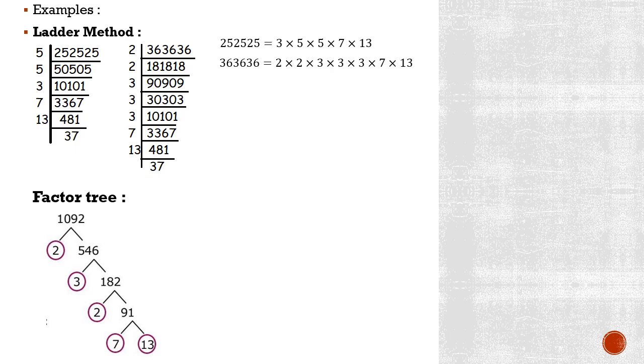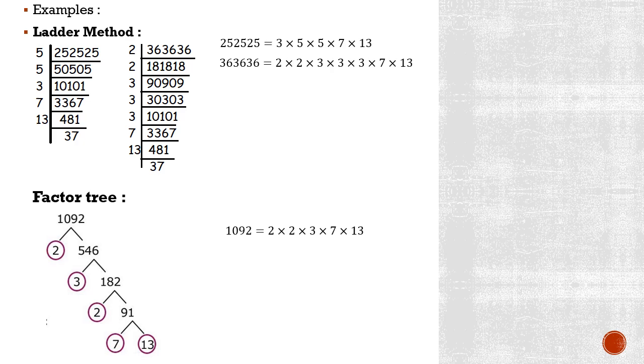Now you know that 7 as well as 13, both the numbers are prime, so we cannot do the factorization further. So that will be our last step, and the numbers which are encircled are nothing but the prime factors of 1092. So 1092 can be written as 2 into 2 into 3 into 7 into 13. Getting it? So once again, 1092 is a composite number, and this number has been written only as a multiplication of its prime factors.